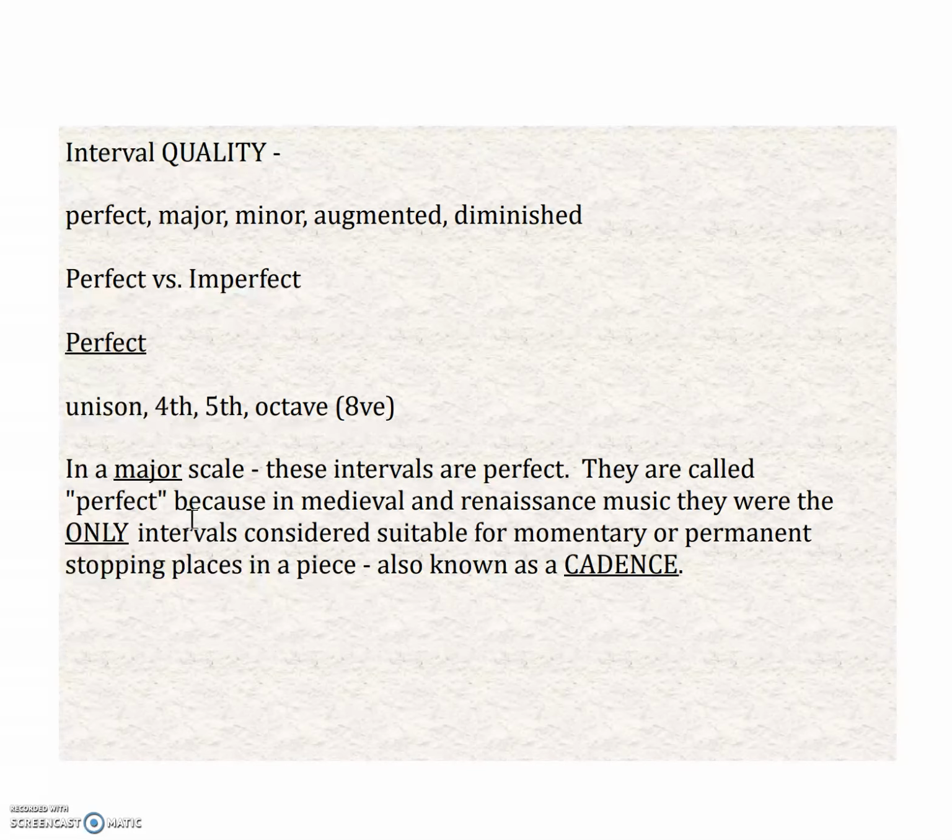So C to F. If you're in the key of C major, there's a C and there's an F, because we know our key signatures, it's going to be perfect. If I have C to G, it's going to be perfect because it's a fifth, and unisons, fourths, fifths, and octaves are perfect.